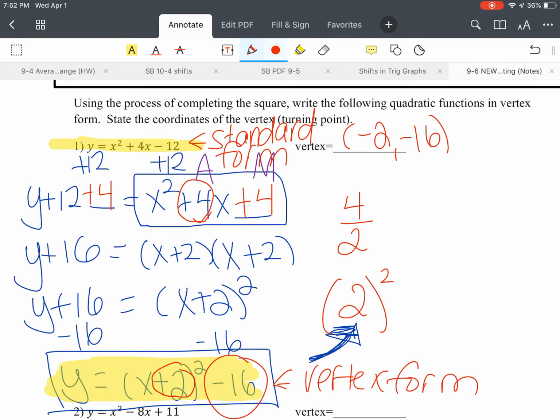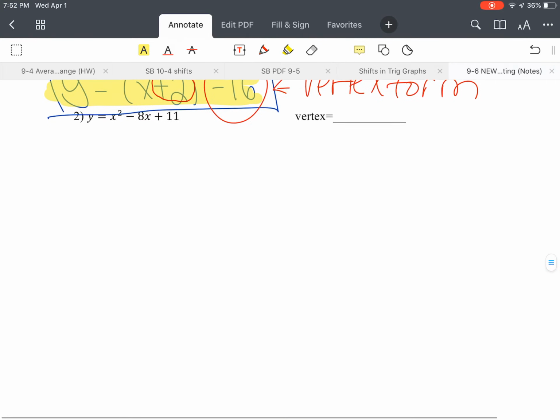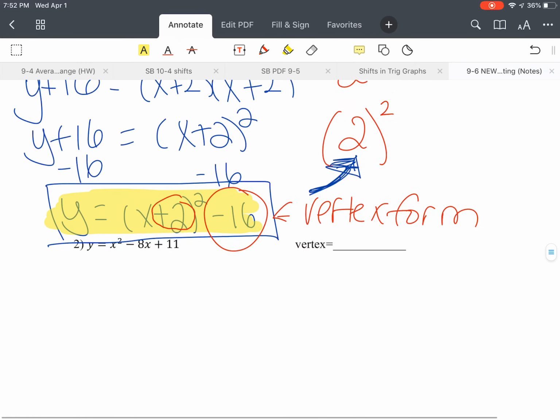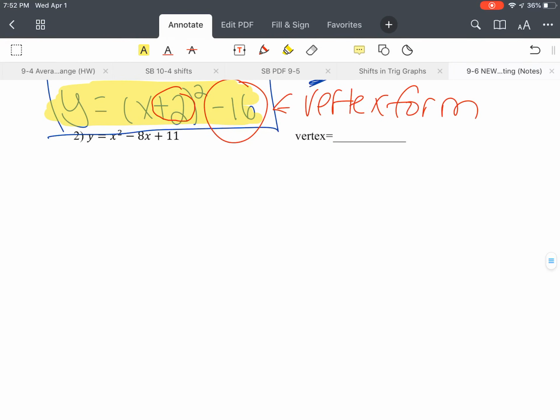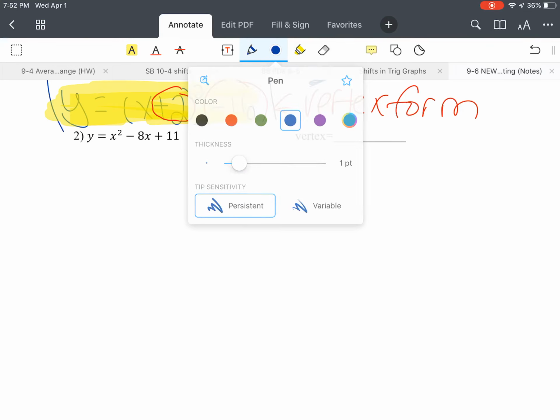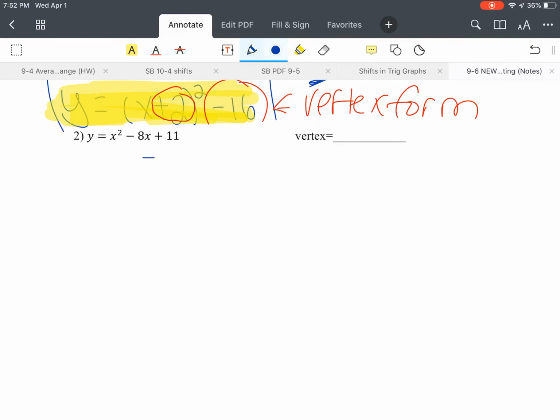Let's try one more together. Okay, so x squared minus 8x plus 11, and they want us to use the process of completing the square to write it in vertex form. So the first thing I do is I make sure that the number in front of the x squared is a 1, which it is. Then the next thing I do is I move the constant, which is the 11, over to the other side. So I have y minus 11, I'm going to add a little line, x squared minus 8x, and I'm going to add a little line.